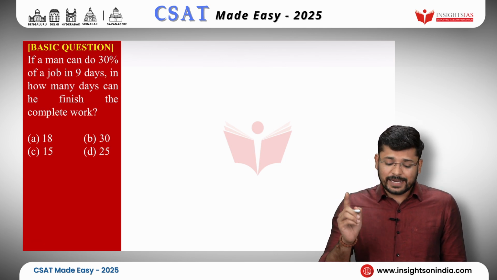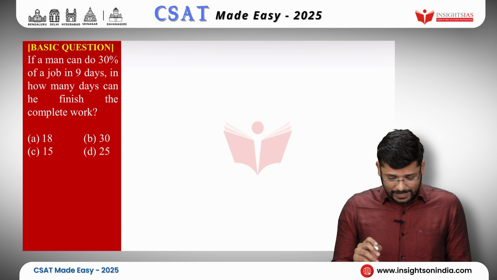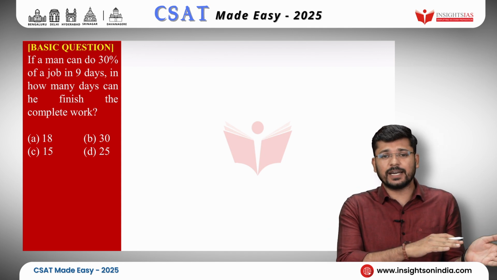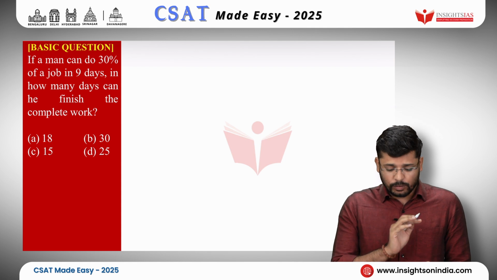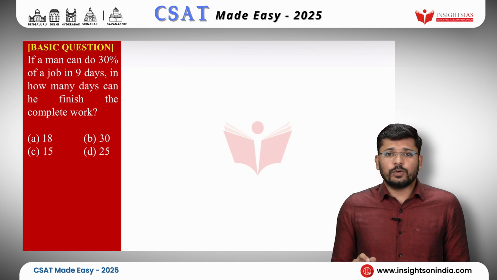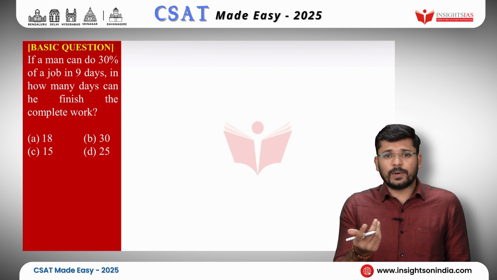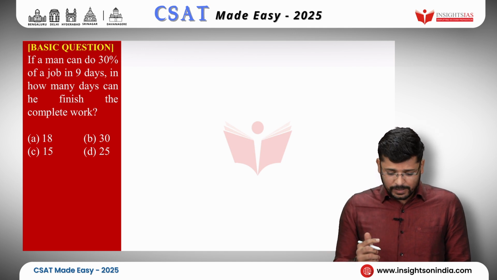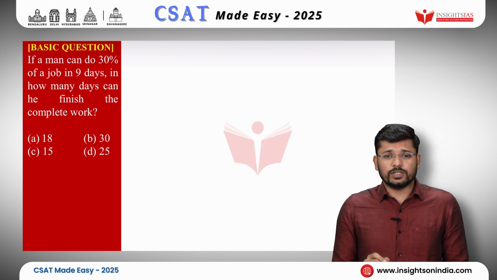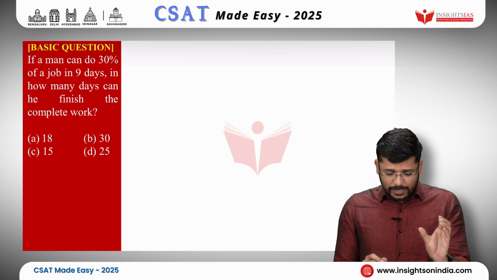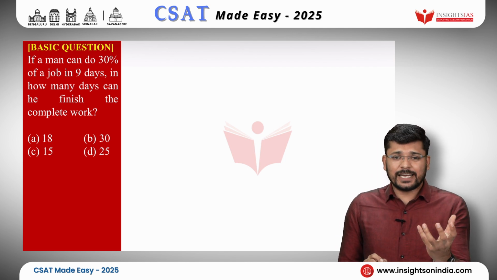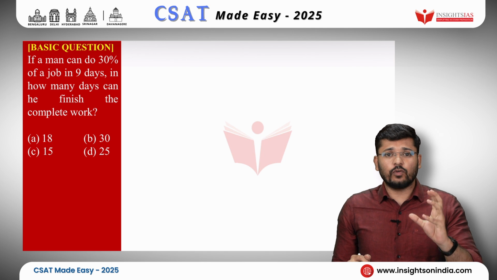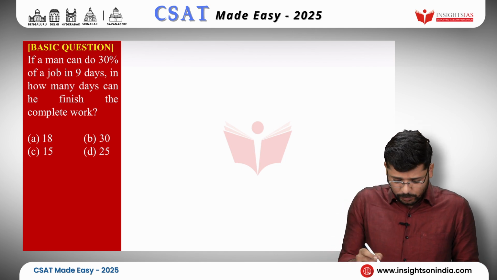If a man can do 30% of a job in 9 days, in how many days can he finish the complete work? This is just the reverse of the previous question. Okay. What did we do in the last question? We just multiplied the total number of days with the percentage of work to be done. In this concept, what will we do? We will multiply how much time he is taking to do the work with the inverse of the percentage of work he is doing. I will explain to you.